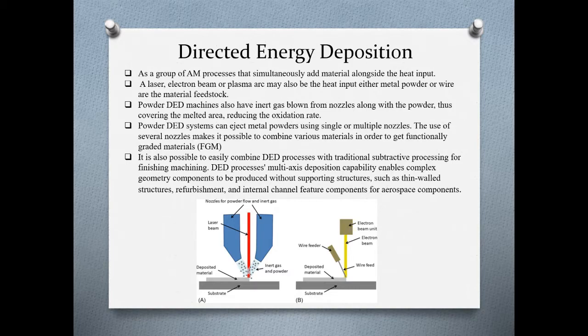DED processes' multi-axis deposition capability enables complex geometry components to be produced without supporting structure, such as thin wall structure, refurbishment, and intricate future components for aerospace component.